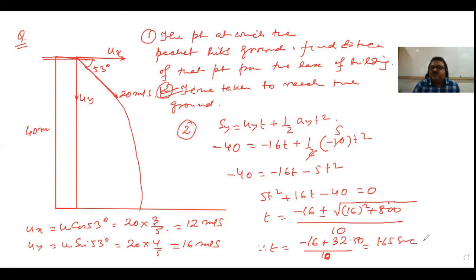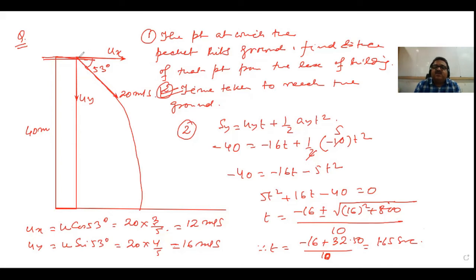You may check the calculation. Please forgive me if I made a calculation mistake because I'm doing it fast. Ultimately the requirement is whether you are understanding the problem or not, how to do it. Calculation is secondary for me, correct? Because you have to understand the concept behind it. 1.65 second.